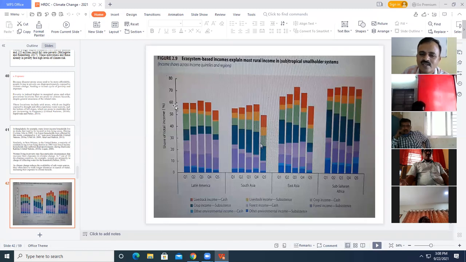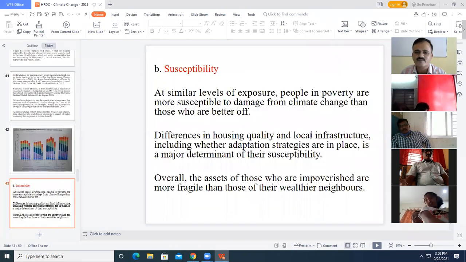So earlier we have noted that, on average, 60% of their income is from ecosystem-based activities. That's why any changes in climate hazards severely affect these people and their income. And the second one is, these poor people are not just exposed in terms of their location to climate hazards or climate change, but also they are more vulnerable compared to the non-poor people.